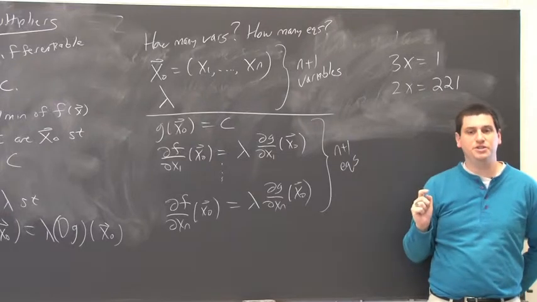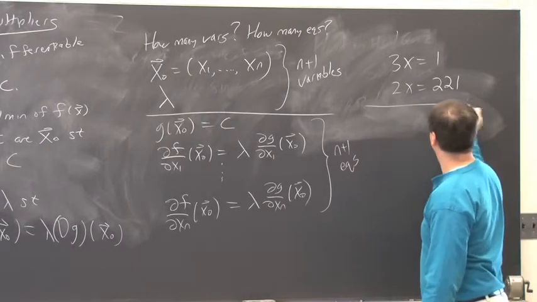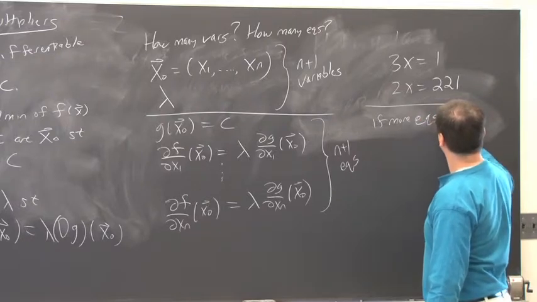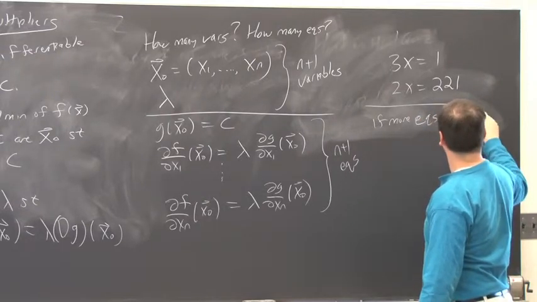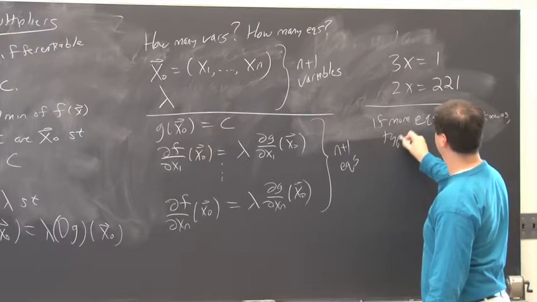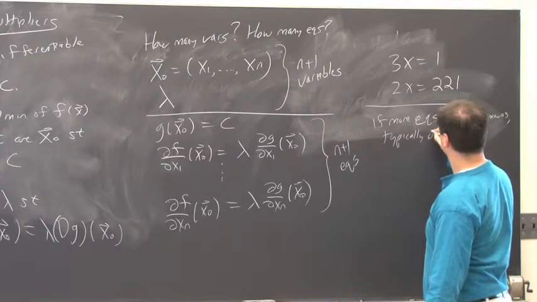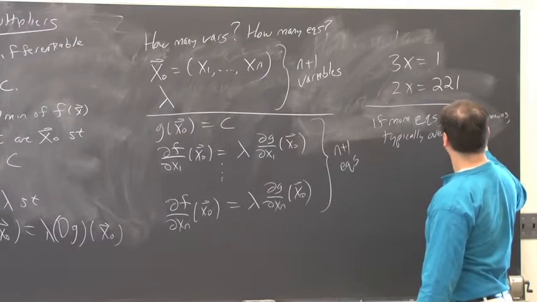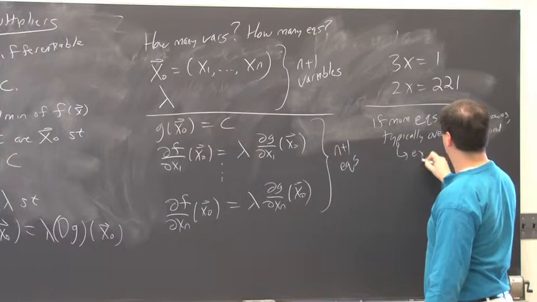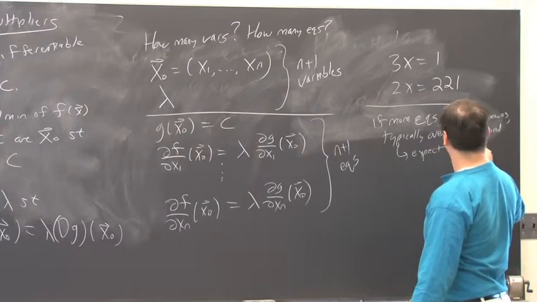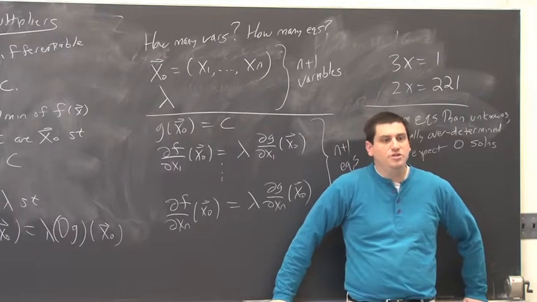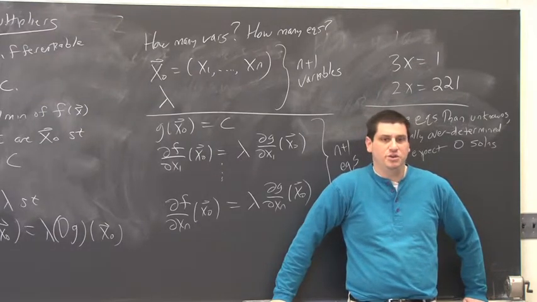The system is overdetermined. So if there are more equations than unknowns, it's typically overdetermined, so expect 0 solutions. If we have more equations than unknowns, we don't expect things to work out.